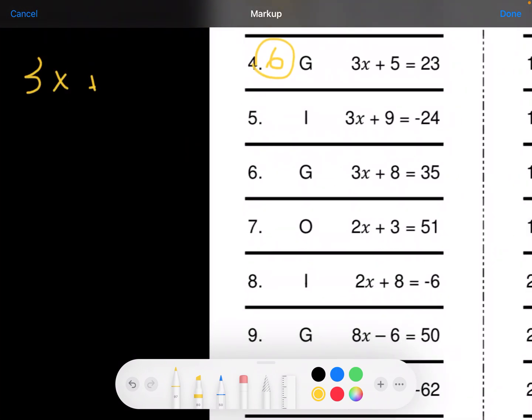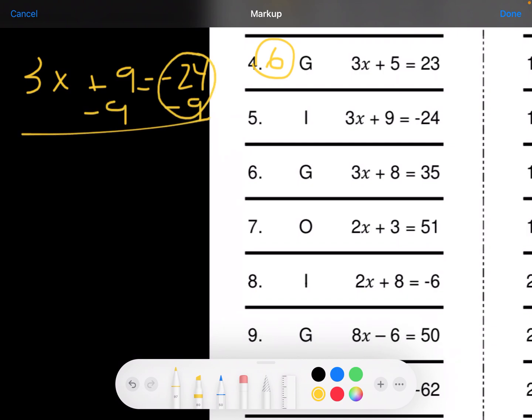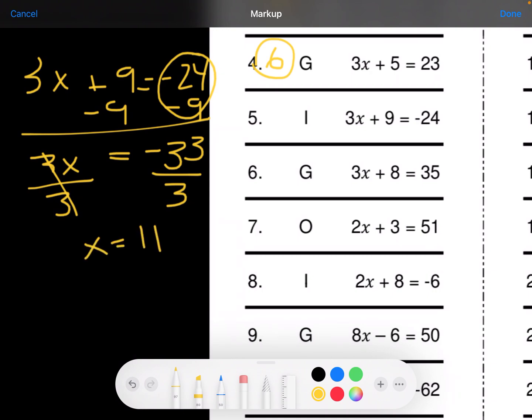X plus 9 equals negative 24. So I'm going to subtract 9. Signs are the same, so I'm going to add. Divide by 3. X equals negative 11.